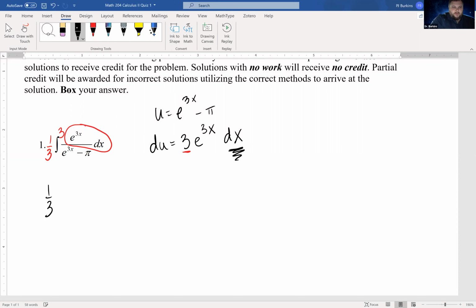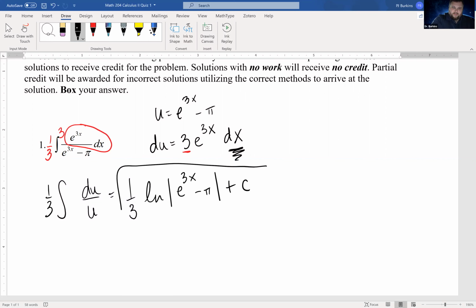So this becomes 1/3 integral. Everything on top is du and everything on the bottom is u. The integral of du over u is a natural log. And technically, you should have absolute value for that. And then the last thing you have to remember, plus c.